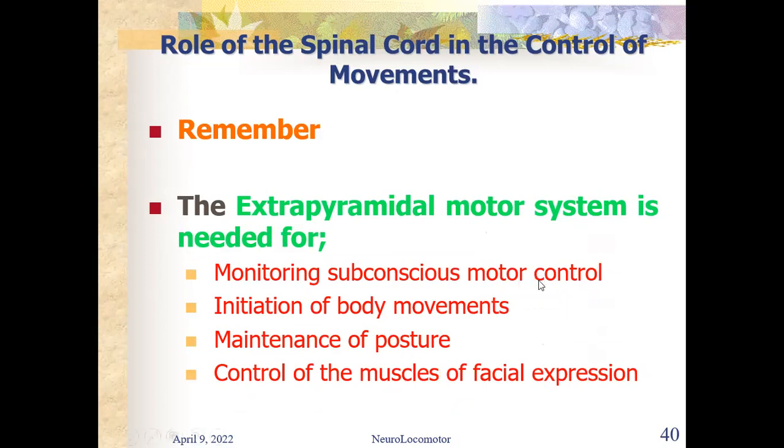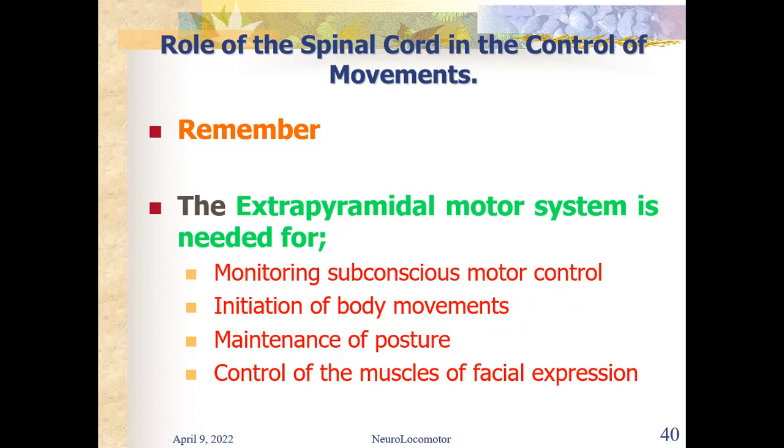Subconscious motor control, it is also known as the subconscious system, initiation of body movements, maintenance of posture, control of muscles of facial expression, control of muscles of the head and neck, maintenance of upright posture, regulating fine motor control of the upper limbs and the distal muscles, especially the rubrospinal tract. Those are the functions of the extrapyramidal motor system, in case you are asked somewhere.